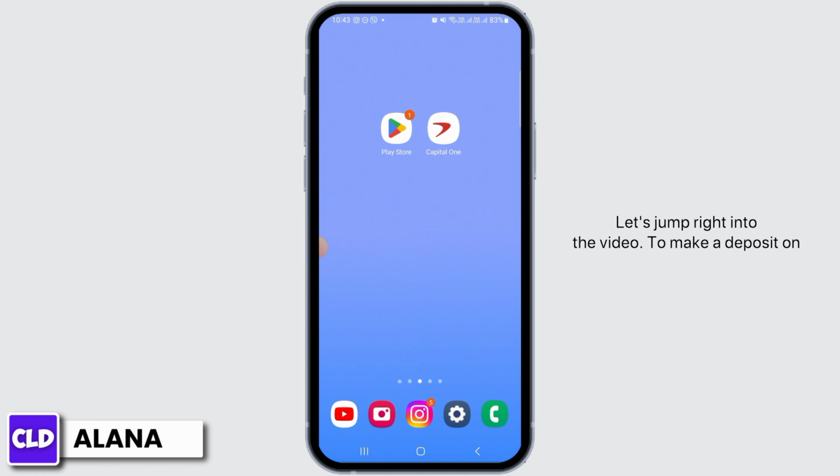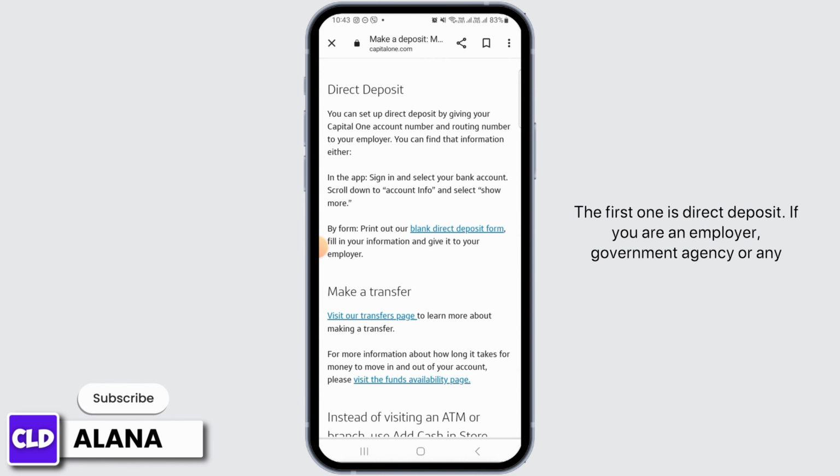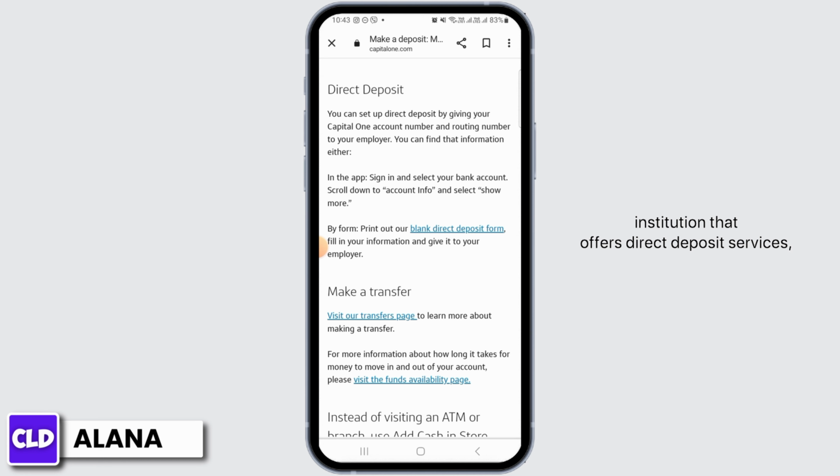To make a deposit on your Capital One bank account, you have several options. The first one is direct deposit. If you are an employer, government agency, or any institution that offers direct deposit services, you can set up direct deposit to have funds deposited directly into your Capital One bank account.